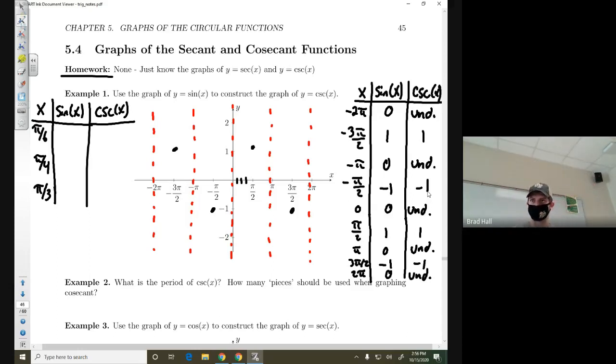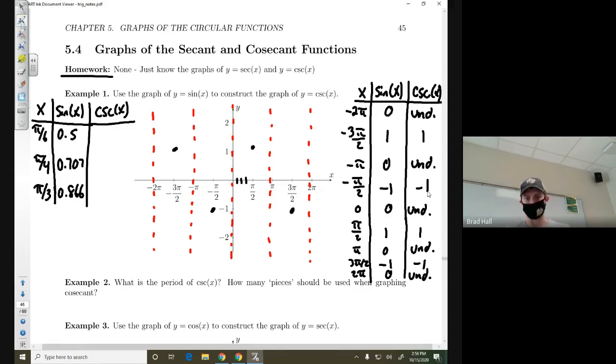Who remembers sine of pi over 6? Okay, it's 1/2. In fact, we're just going to use decimals. That's okay. 0.707 and 0.866. That's what you'll get for all of them. So naturally, we're just going to reciprocate all of those and see what happens.